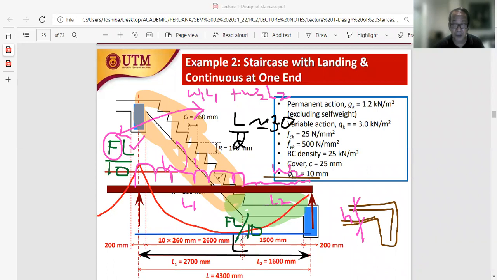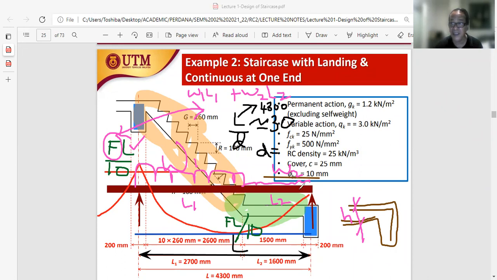2.7 plus 1.6, that's 4.3 meters. Okay, so we have an L which is 4,300. On the right-hand side we have 30. Therefore, we can calculate what is D.